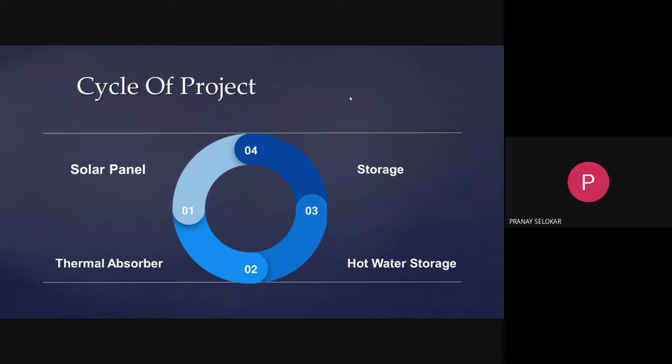The cycle of the project starts with the solar panel. The function of the solar panel is to convert solar energy into electrical energy. Then the second stage is the thermal absorber. Its job is to absorb heat from the solar panel and cool the panel down.